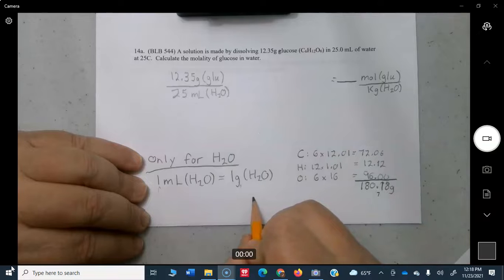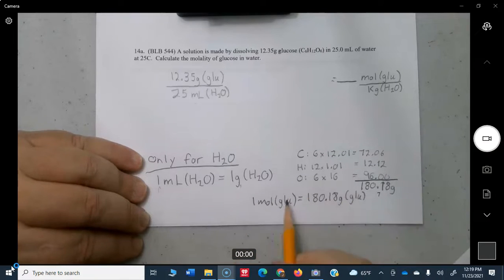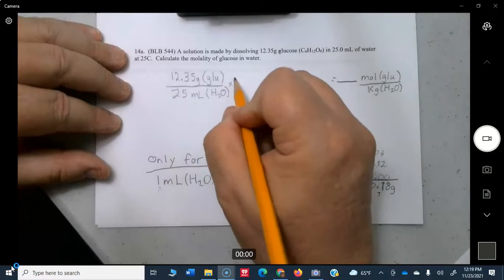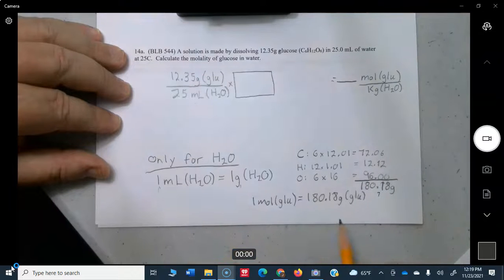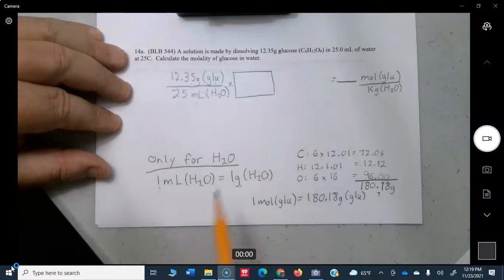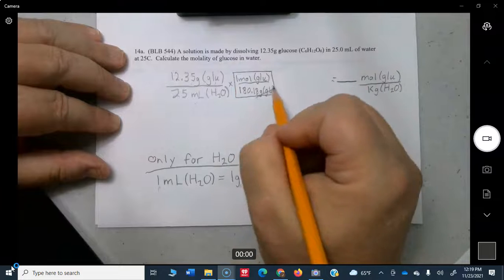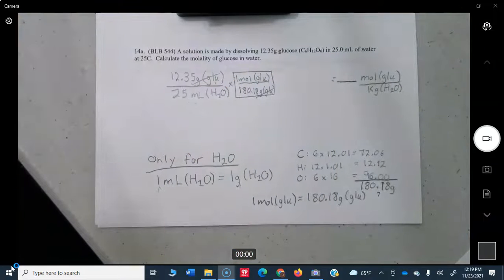So 1 mole of glucose, okay, so one goes over the other. Which one goes on top? Let's go ahead and draw our box. Which one top, which one bottom? You need grams of glucose to cancel, moles of glucose to appear on the top, so you're going to put this one on top. Grams of glucose cancels with grams of glucose. Now we have moles on the top, so we're done with the top.